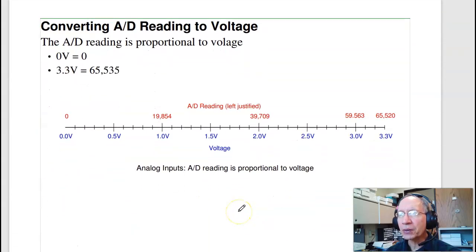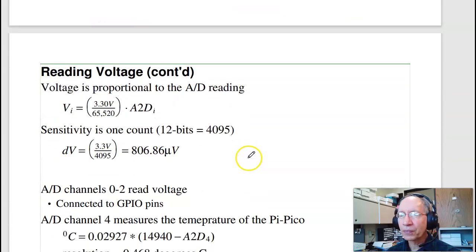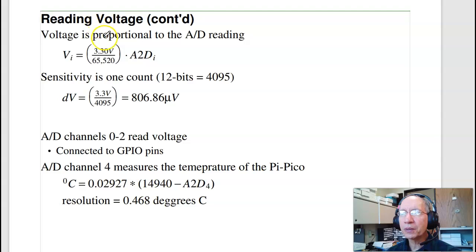And you can see that in the code. Well, actually, before we get to that, I can convert the A to D reading to a voltage. Again, 0 reads to 0 volts, 3.3 volts reads to 65,000. So likewise, when I read the analog input, I can scale it and get a voltage. And the scaling would just be A to D goes 0 to 65,000. It's this percentage of 65,000. Full scale is 3.3 volts. So there's my scalar.